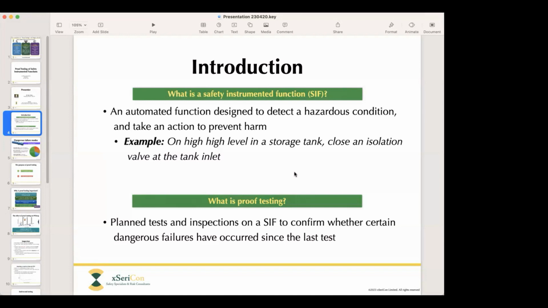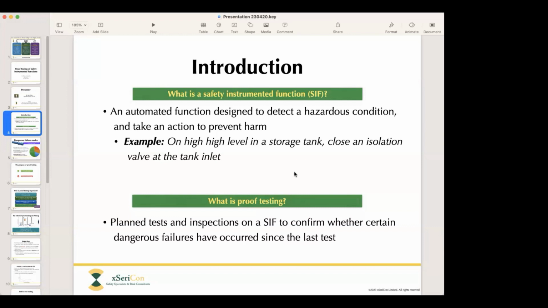So an example of a SIF would be a sensor that's provided to detect high level in a storage tank. And when that high level is detected, the SIF will automatically close an isolation valve at the inlet of the tank in order to maintain a safe level in the tank. So much for what a SIF is.